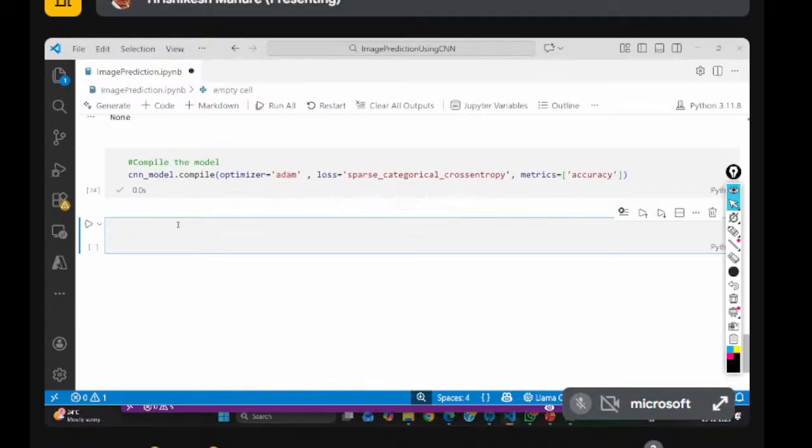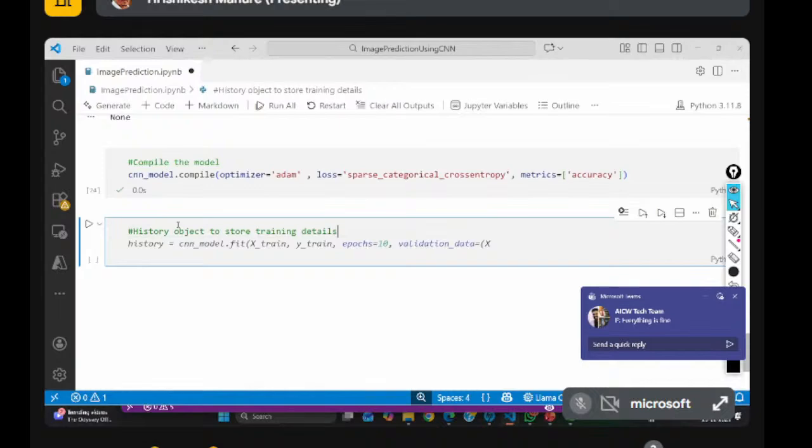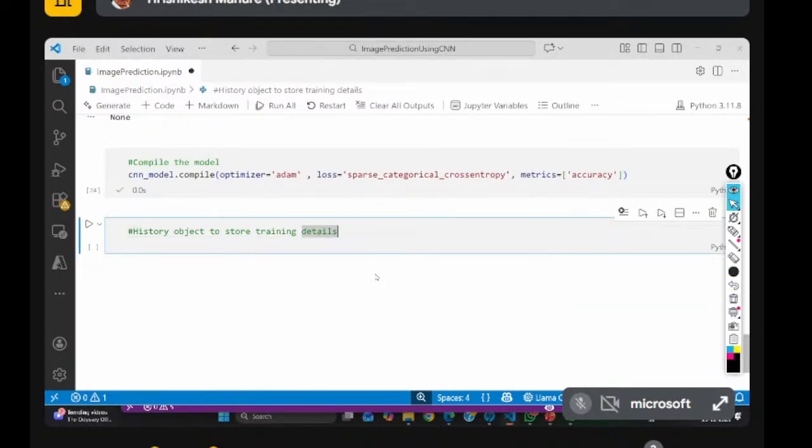Now we will create the history. Why do I want history? Because I need to check it for storing the data of the model. Last time we did not take any history of the data. Now what happened? Why am I taking the history here?